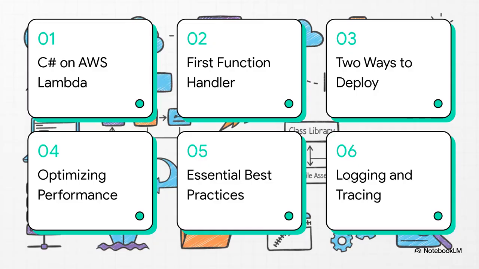Okay, so here's the plan. We're going to walk through this whole journey step by step. First, getting your environment set up. Then we'll write our first function. After that, we'll figure out how to deploy it, and then the fun part, making it fast. We'll also cover some super important best practices, and finally, figure out how to see what's really going on inside your function once it's out in the wild.